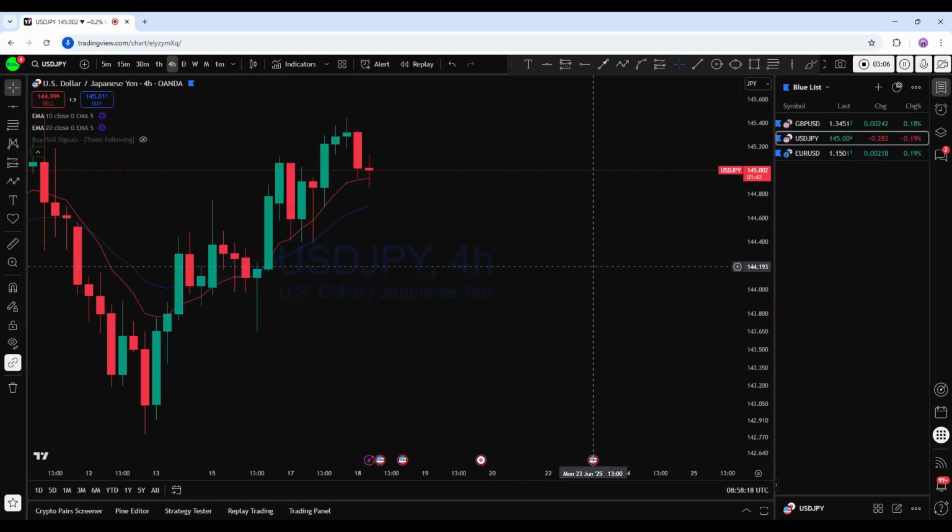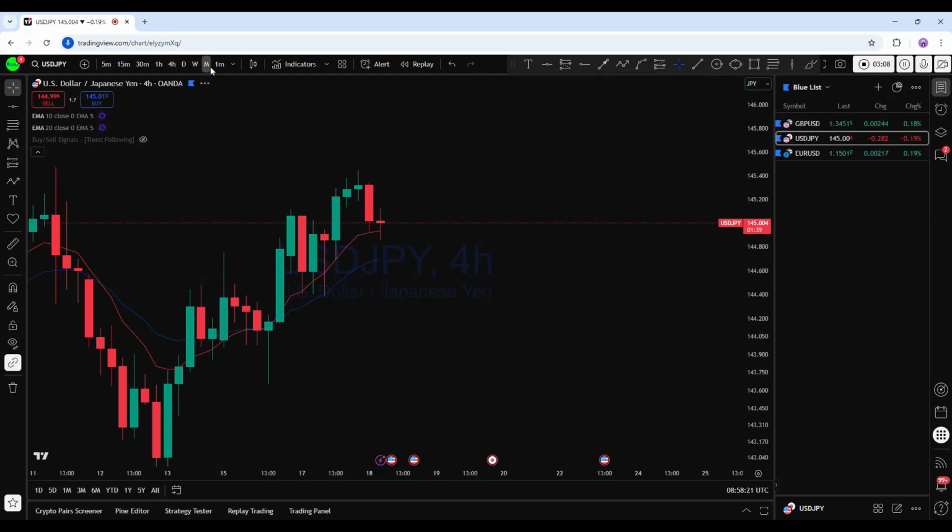Now let's look at dollar yen. Let's see what kind of trading opportunity we have in this instrument.